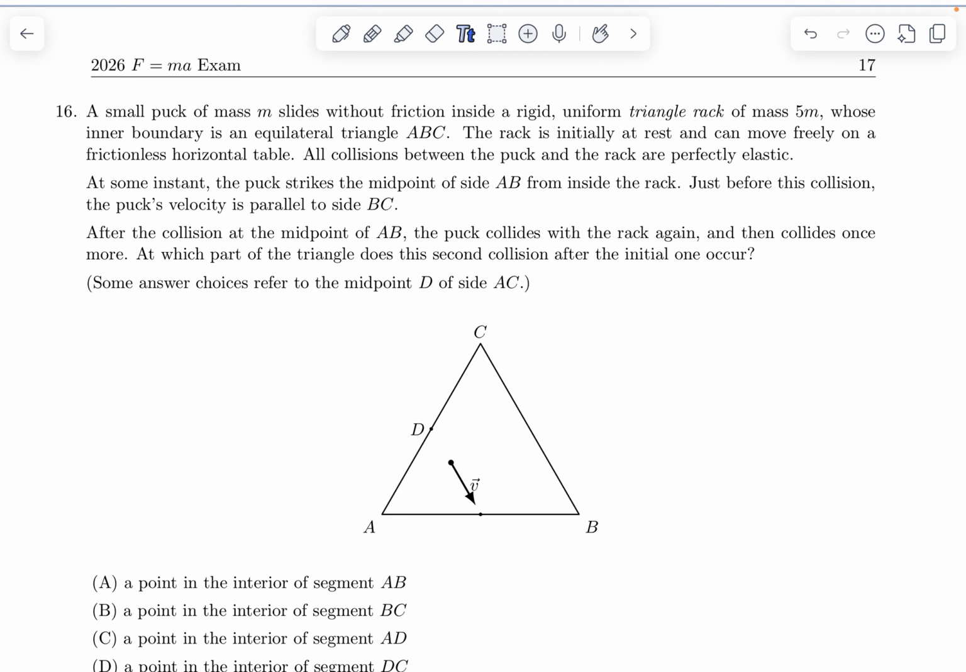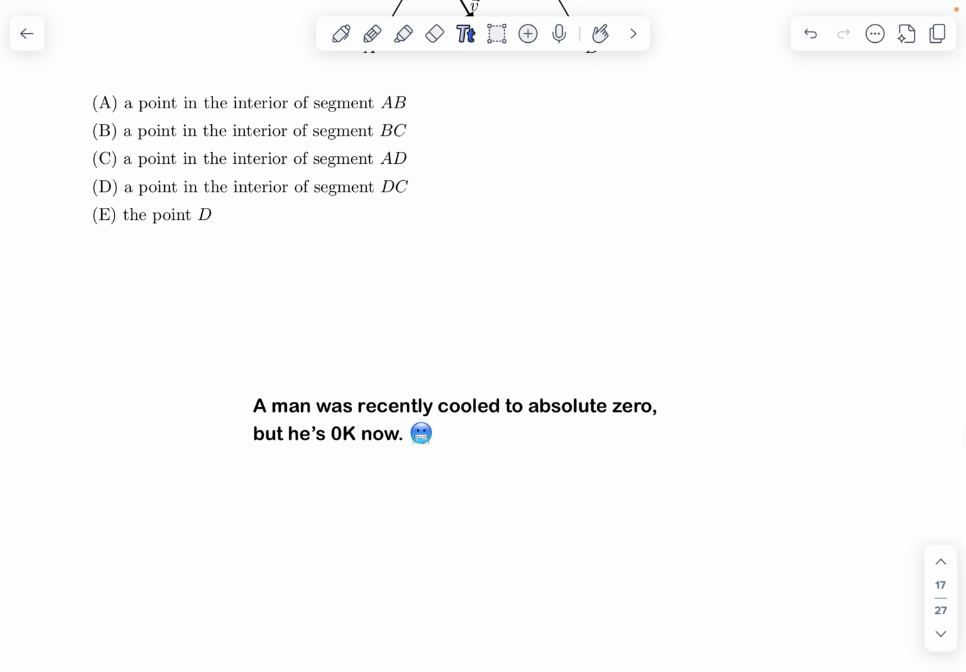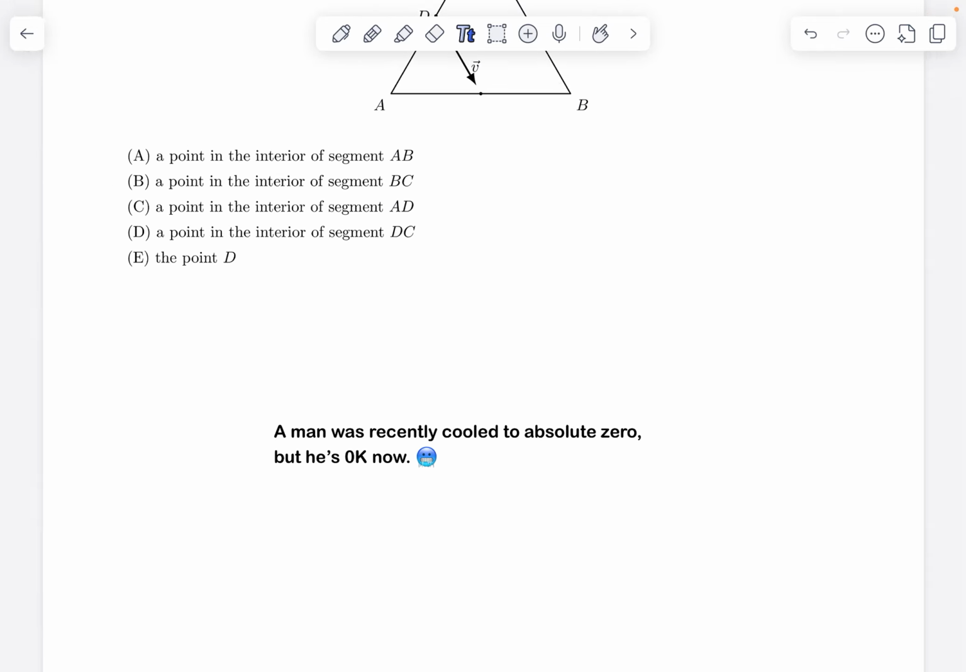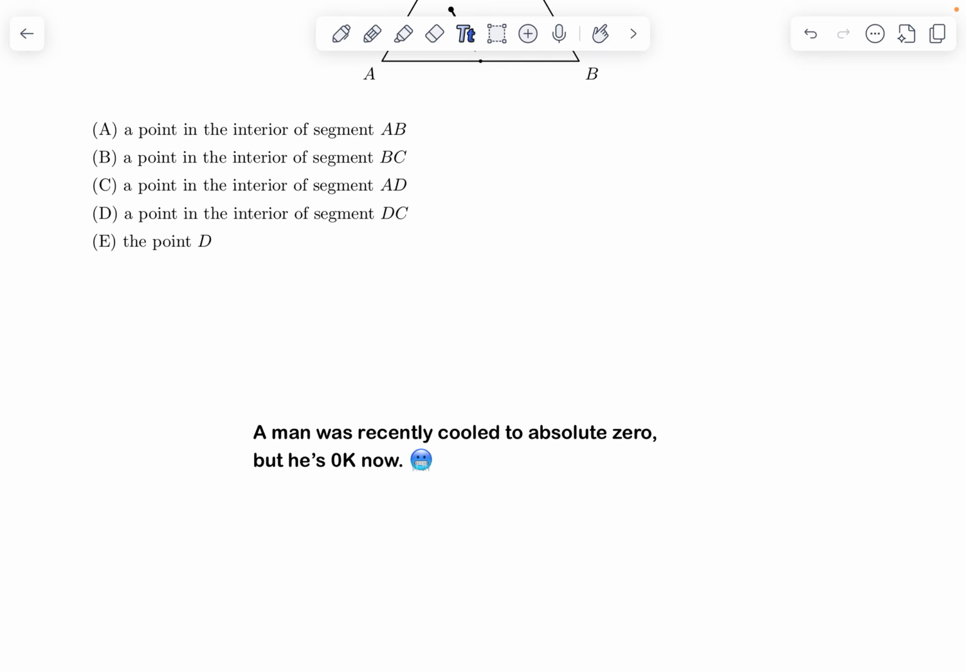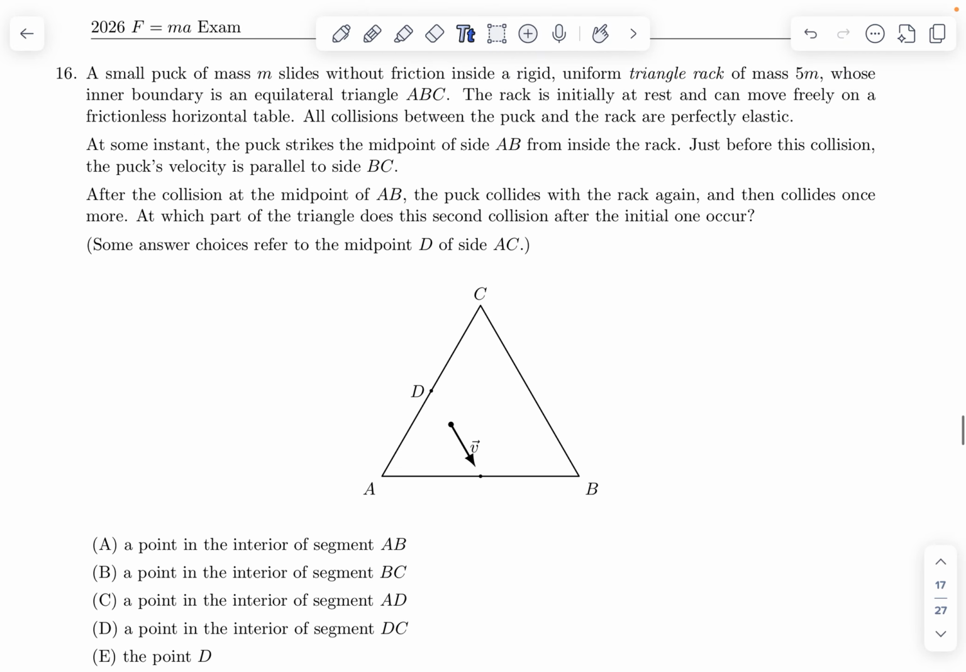First I want to start off with the physics joke of the day. A man was recently cooled to absolute zero, but he's okay now. Because absolute zero is like 0 Kelvin. But yeah. Okay.